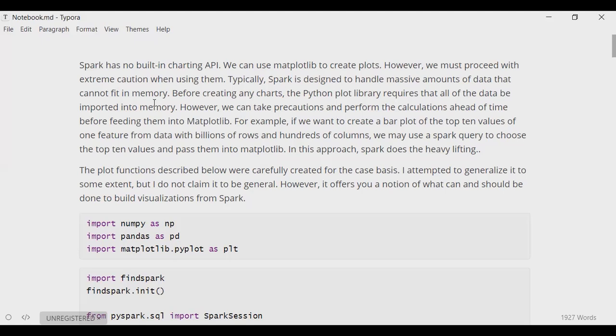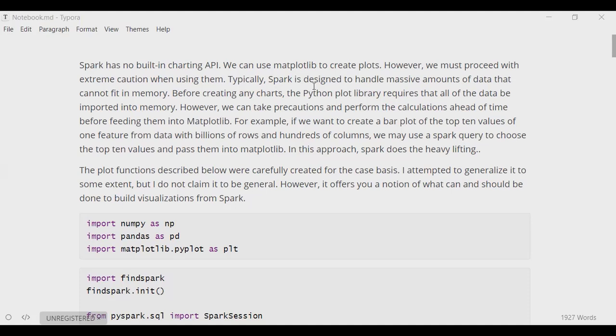But where is Spark? Spark has no built-in charting API. But we have to understand that we can use matplotlib to create plots. However, we have to proceed with some caution when we use them.